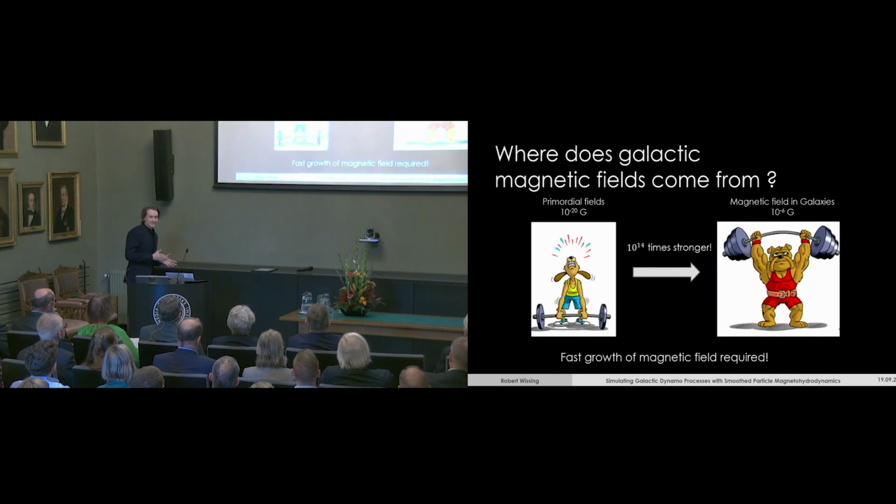Very surprisingly, these magnetic fields are very strong compared to what we maybe initially thought. If we make calculations of processes that can create the primordial fields very early on in the galaxies, we get a number of something like 10 to the minus 20 Gauss. But magnetic fields in galaxies are about 10 to the minus 6, or even higher in some very starbursty galaxies. So the magnetic field must have grown 10 to the 14 times stronger during the evolution of the universe. This requires a fast growth of magnetic fields.